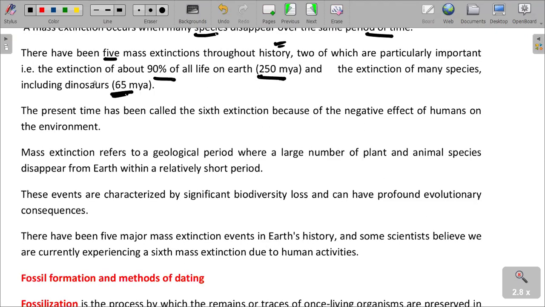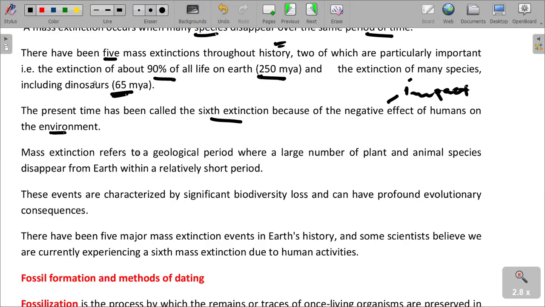So the present time has been called the sixth extinction because of the negative effect of humans on the environment. Humans are now causing many organisms to die. We are talking about the impact of human activities on the environment. I'm sure we cannot deny it. Various pollution activities, urbanization, and every other mechanical and developmental project people are doing are causing the death of various organisms that we can define as mass extinction.